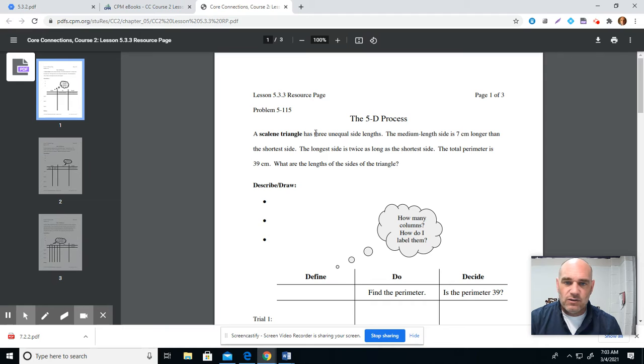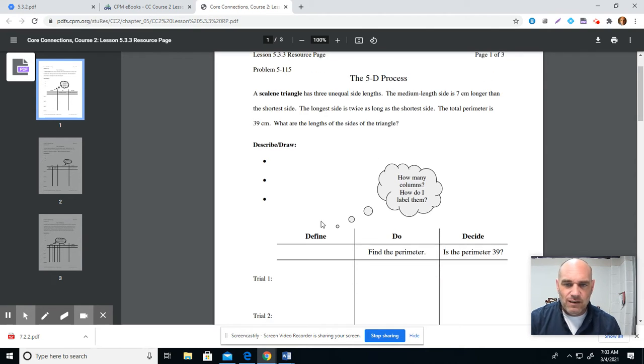Remember, we've got a triangle, three unequal sides. The medium length side is 7 centimeters longer than the shortest side. The longest side is twice as long as the shortest side. The total perimeter is 39. So the first thing we need to fill in is our describe or our draw. If you want to, you could draw a picture of the triangle, or you can just write this out.